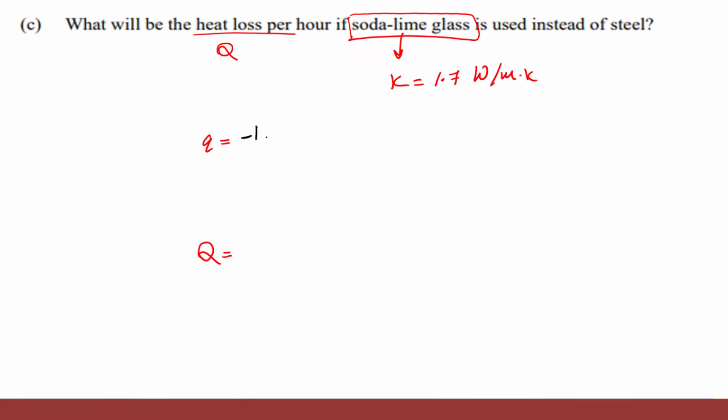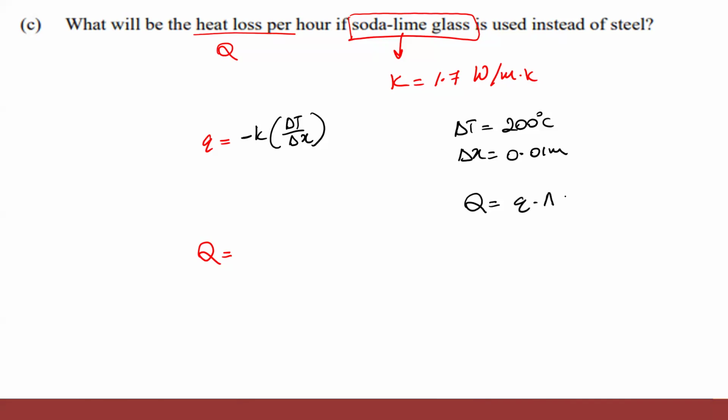So Q is negative K times delta T over delta X. Delta T is the same, which is 200 degrees Celsius, and delta X will be the same, 10 millimeters, which is 0.01 meters. Only K will be different. So find me the simple Q. And then they're asking you to find the capital Q, which is Q times area times time. Nothing else will be different. Time is 1 hour and the area is 0.25 meters squared. So can you find me these two, please?